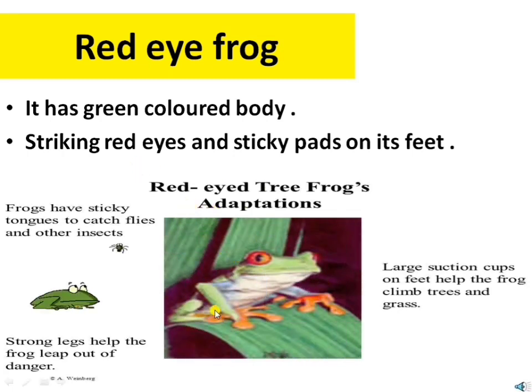This is a red-eyed tree frog. They have a sticky tongue to catch flies and other insects. They have strong legs, which help the frog leap out of danger, and large suction cups on the feet help the frog climb trees and grasses. We can say they have sticky pads on their feet that help them to climb trees easily.